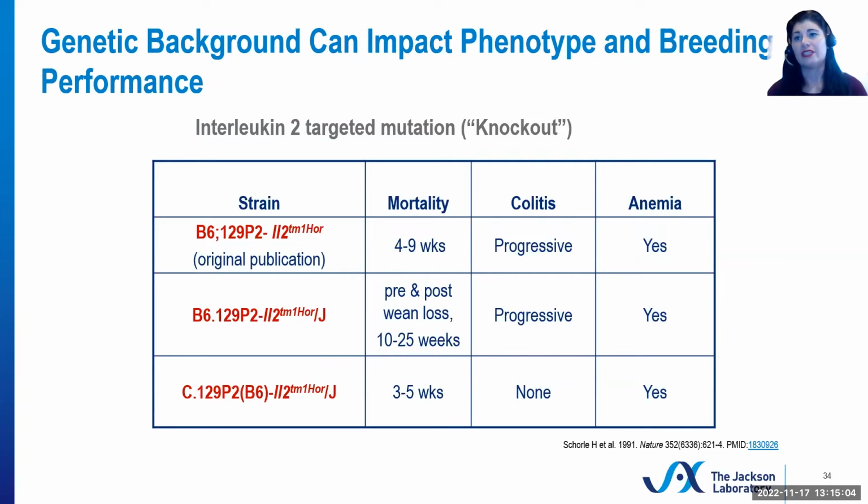Now, when this strain is made congenic on the BALB/c inbred background, the mortality is observed around 3 to 5 weeks with no progressive colitis, which could be due to the fact the mice probably don't live long enough for it to develop. Building an experimental cohort with this strain will take additional consideration due to the early mortality of the homozygous genotype.